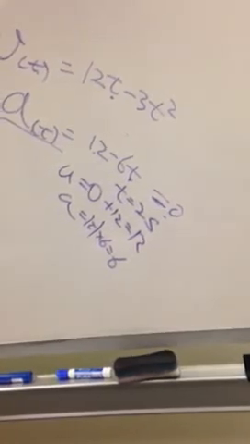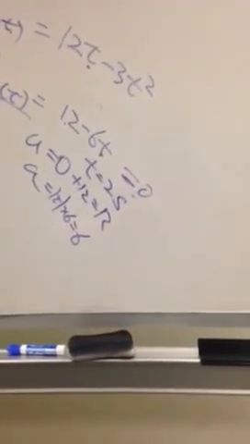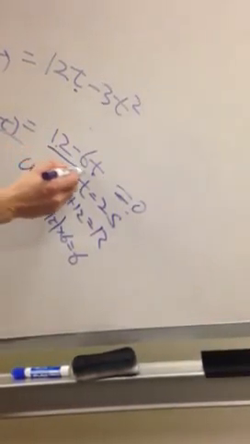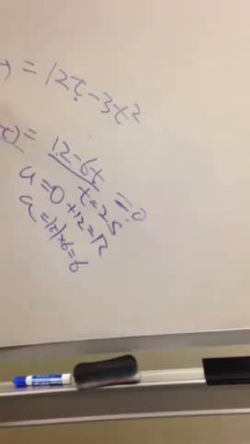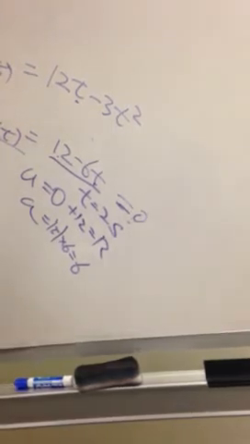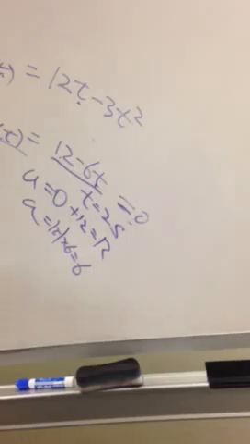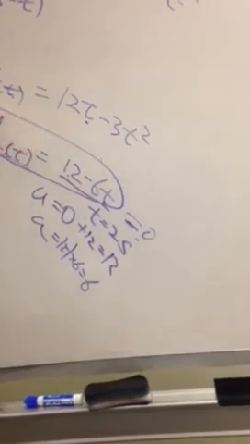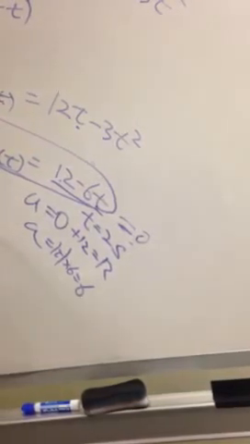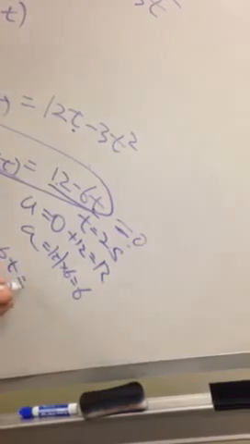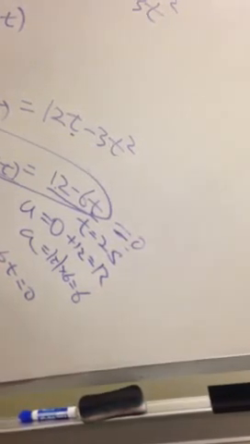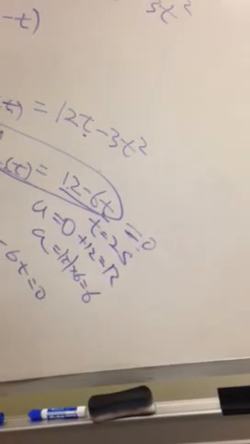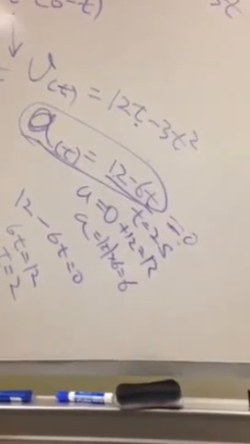So you understand here? How did you get 2 seconds? You set this to 0. Calculate when the acceleration will become 0. You know how to get this function? It's 12 minus 6t equals 0, so 6t equals 12, t is equal to 2. At this time point, it stopped accelerating.